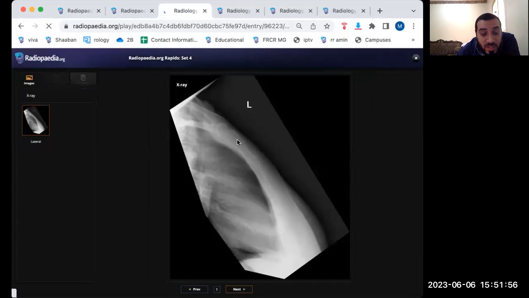Here, I told you about the sternum. Only if there is a clear depression or fracture here, you can put it as a sternal fracture. Oh, and this is a normal one.